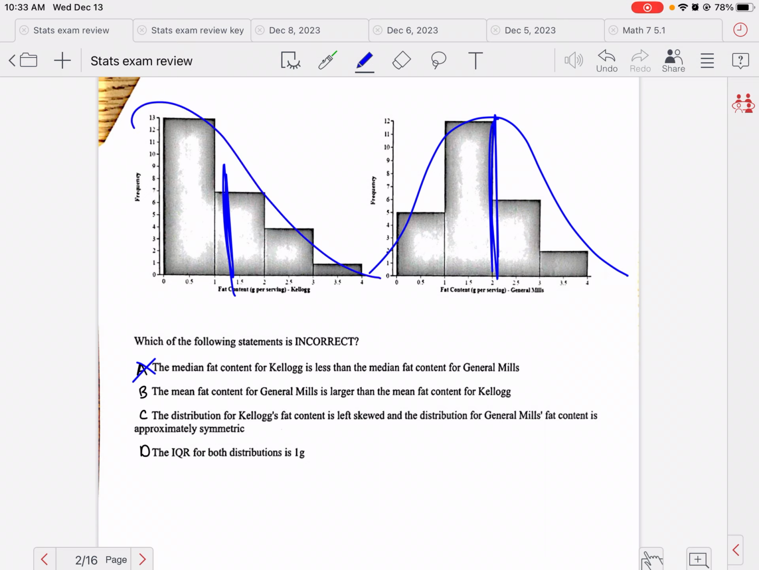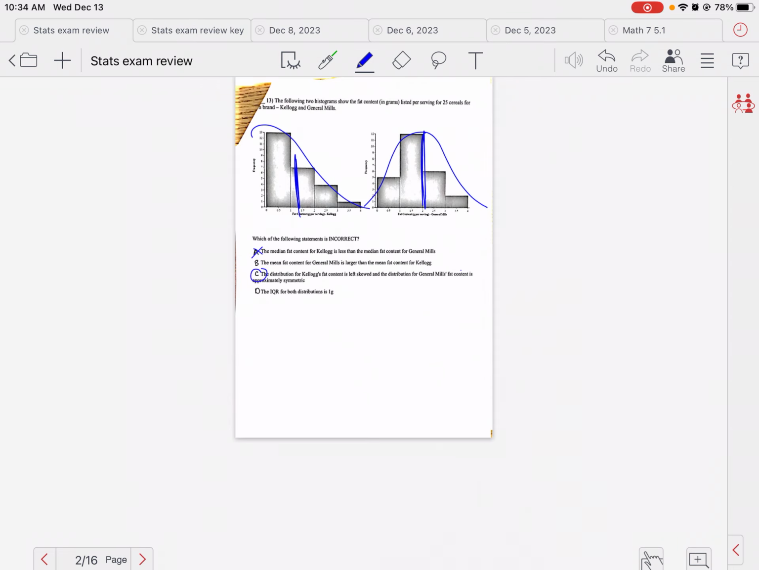Okay, that might be something you want to have on your note card because it's opposite of what you think. Like you would think, oh, a bunch of data's on the left, it's left skewed. No, that means it's right skewed. Okay, so this is our incorrect answer. And the IQR for both distributions is approximately 1. We could calculate that out, but this is clearly the wrong answer because it's right skewed versus left skewed.